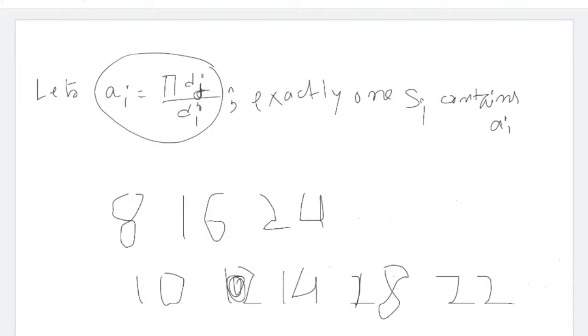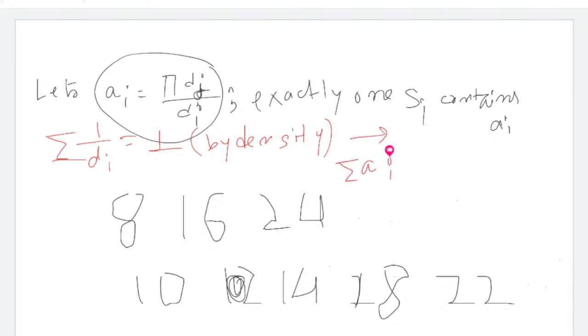But you always obviously have, by density, that the summation of the reciprocals is one. That has to be. By density, if you expand this, then this gives you the summation of all the Ai's is equal to the product of all the Di.